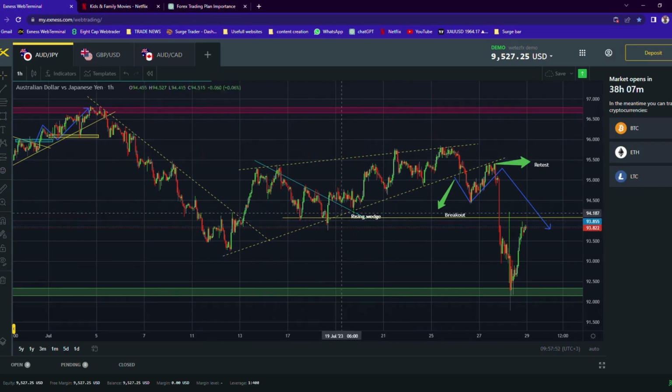So the lows are getting higher at a faster pace than the highs. This will always create a rising wedge, where the price is rising, but the highs are rising at a slower pace than the lows.